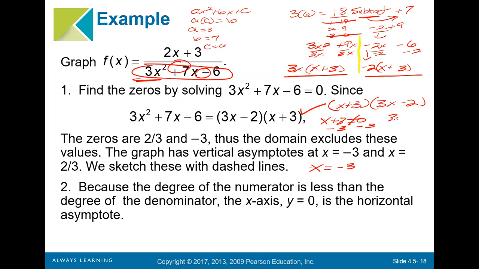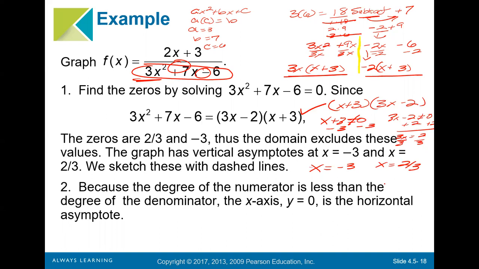Now let's solve this one. Let's say not equal to 0, add the 2. Then I got 3x is equal to 2, divide by 3. Now I have x is equal to 2/3. So that's my vertical asymptote.